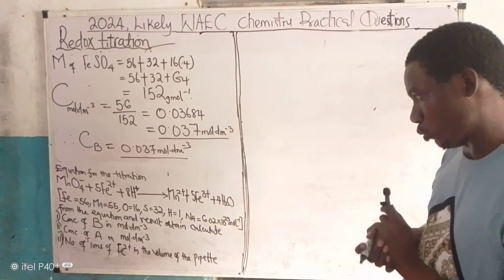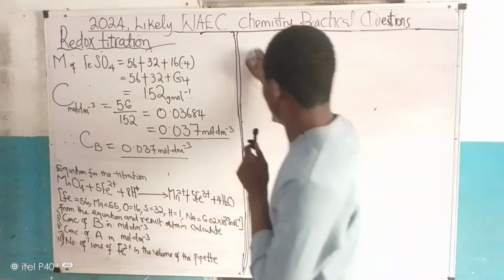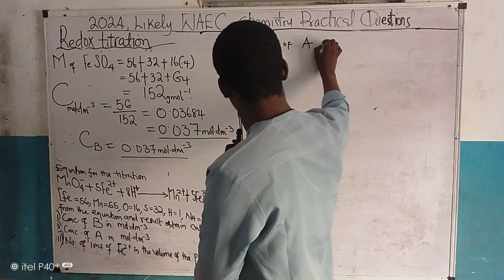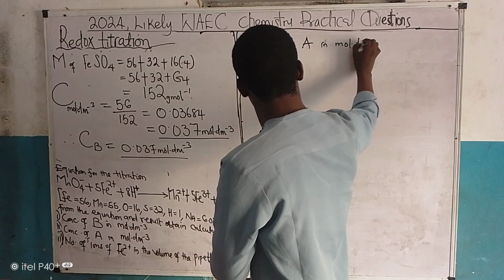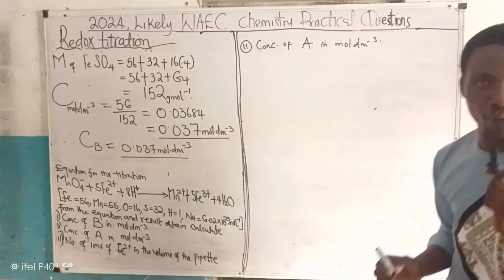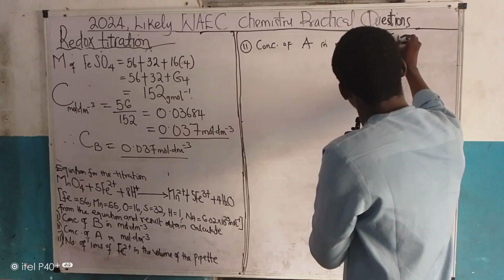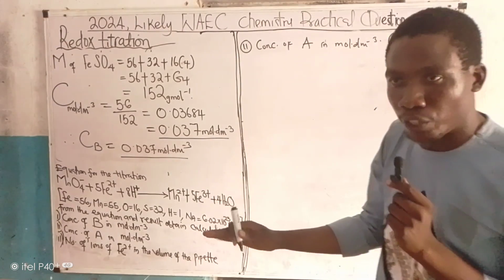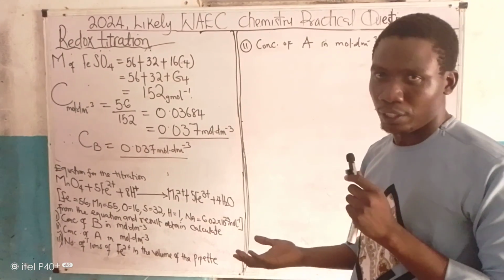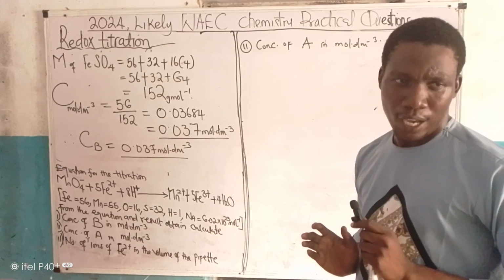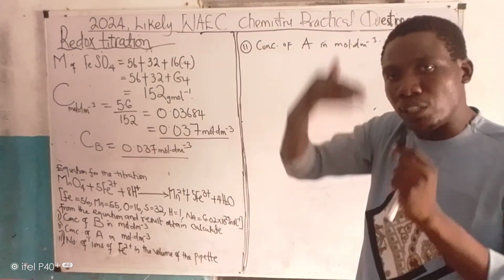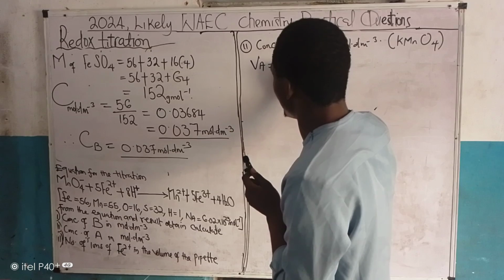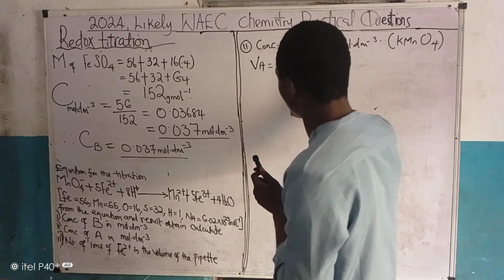Let's take question number 2, which says concentration of A in mole per dm3. Now let's get the concentration of A. Remember that your A is KMnO4. And if you go back to the question that was given, the mass of A was not given. They did not give us any data about A. The only thing we know about A is that from the table of values that we drew, our volume of A, the average volume, is 18.10 cm3.